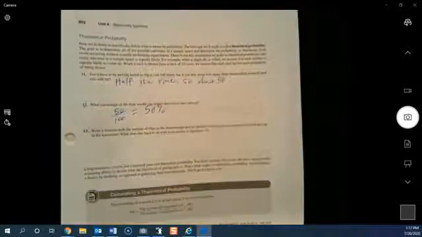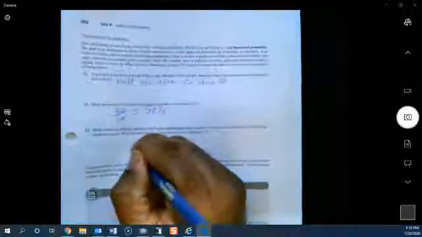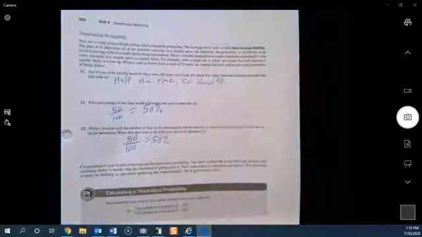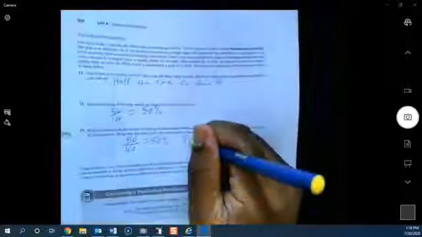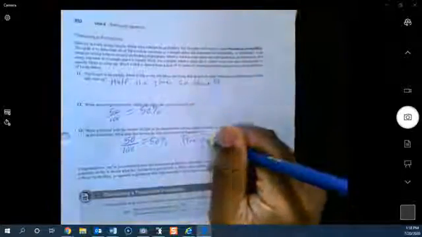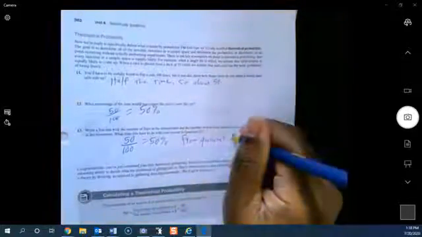13, write a fraction with the number of flips in the denominator and the number of times you're expecting it to land tails up in the numerator. So that's basically what we did. We're flipping it 100 times, that goes in the denominator, and we're expecting it to land tails up 50 times. And we know that equals 50%. It says, what does this have to do with the answer to question 12? And this is from question 12. It's the same.